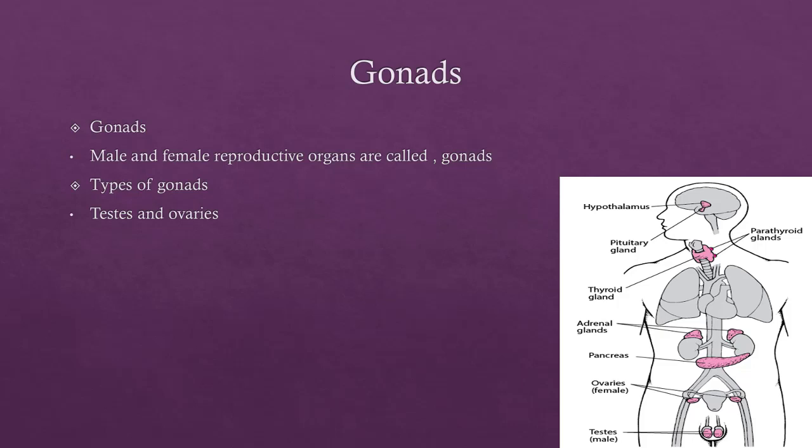Gonads. Dear students, male and female reproductive organs are called gonads. Actually students, gonads are the additional types of glands. Their sex organs include male testes and female ovaries. So dear students, there are two types of gonads which are testes and ovaries. Now we will discuss the function of testes and ovaries one by one.